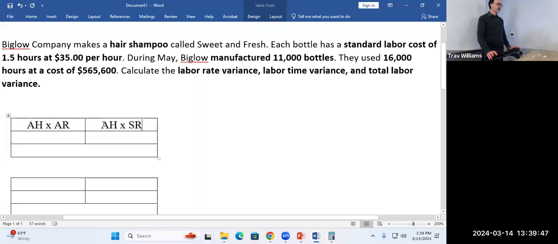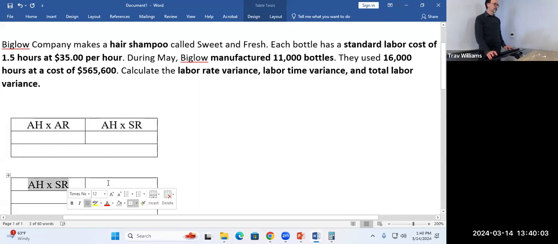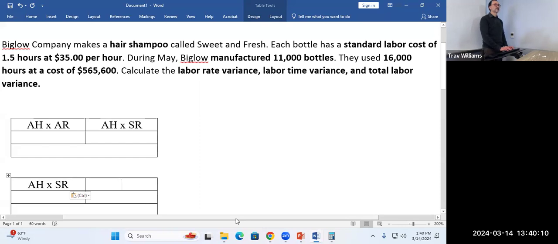Okay, and then we know the time variance starts off with the right part here, down here in the left box, right? Right part of rate variance equals the left part of time variance. And then what's the right part over here? Yep, standard hours times standard rate. Okay, so that's the two formulas, and then for the total, we'll just add the results together.